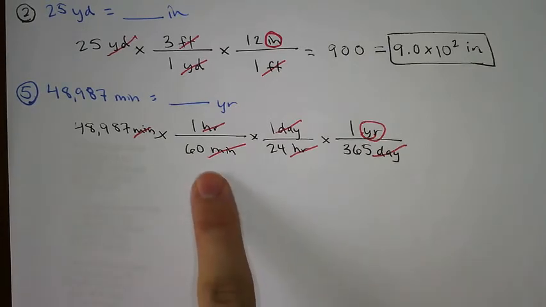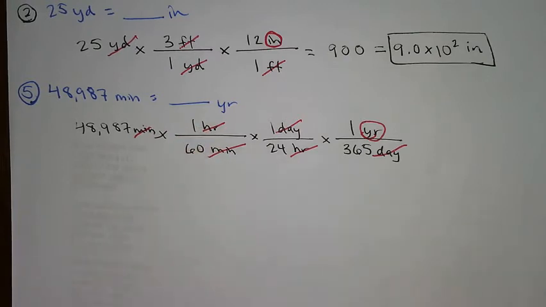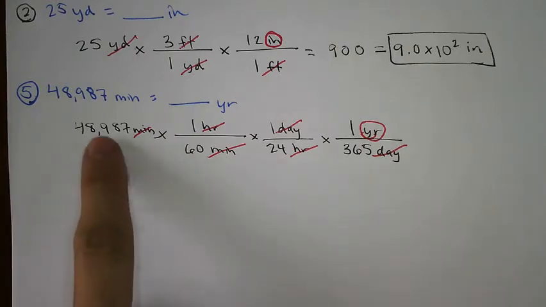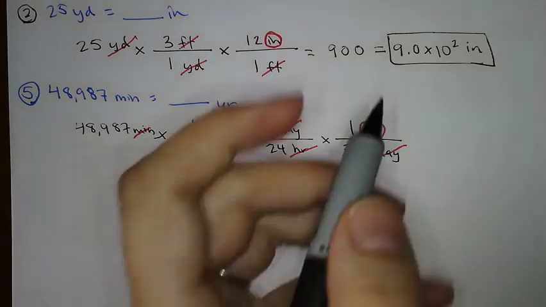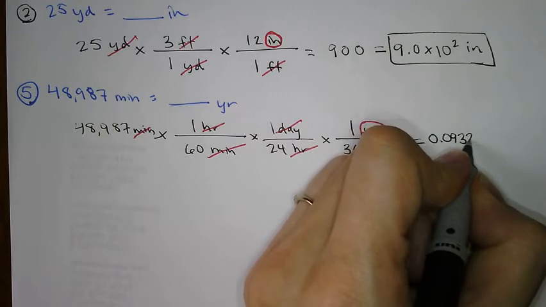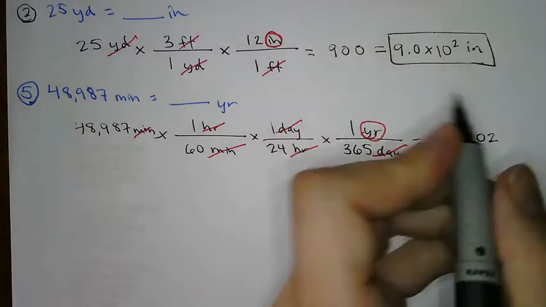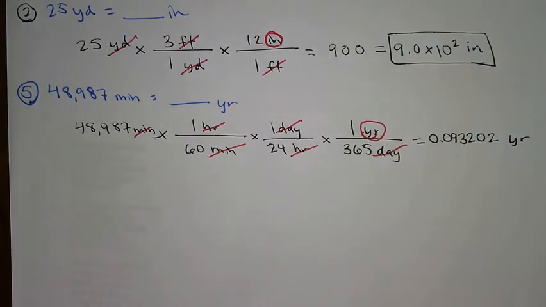48,987 divided by 60. If you really want to, multiply by 1, times 1, divided by 60. Times 1, divided by 24. Times 1, divided by 365. Okay, I get to keep 5 sig figs. So it's going to be 0.0932. That's 3 sig figs so far. I get 2 more, 0, 2, and then my unit is years.